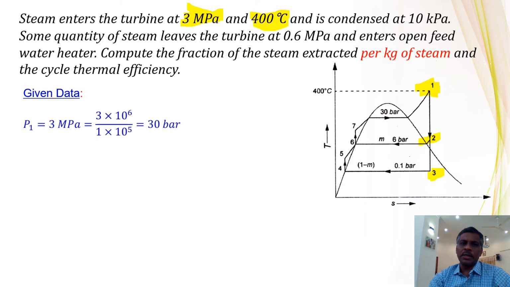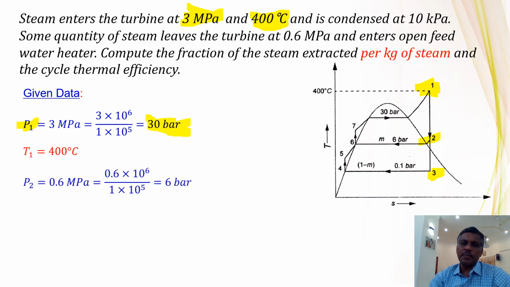So let us see the given data. They have given the initial pressure P1 as 3 megapascal. Mega is 10 to the power of 6. To make it into bar, divide by 10 to the power of 5, and you will have 30 bar. That is why you can use it in your Mollier chart.